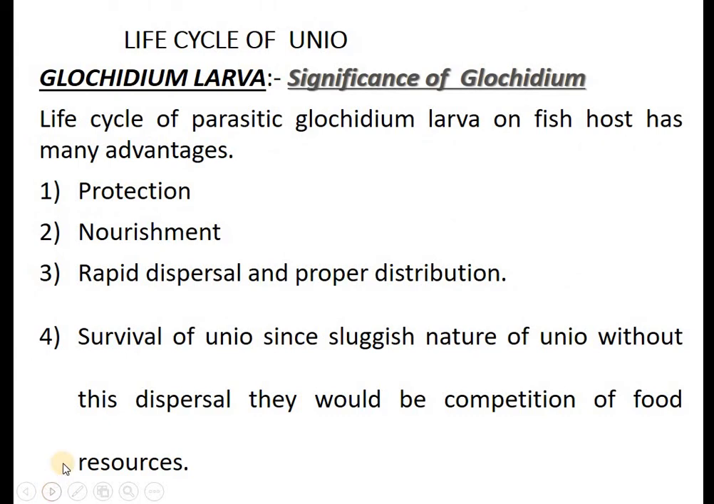So, finally, what is the significance of glochidium larvae? The life cycle of parasitic glochidium larvae on fish hosts has many advantages. First, it gets protection from enemies or predators, because attached to the surface of the gills, fins or skin of the fishes, it usually cannot be eaten by predators. So therefore this glochidium larva gets protection.